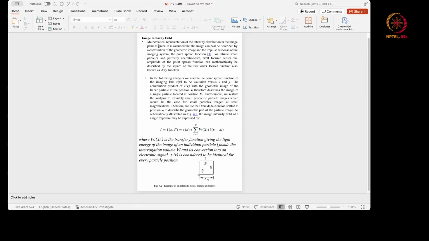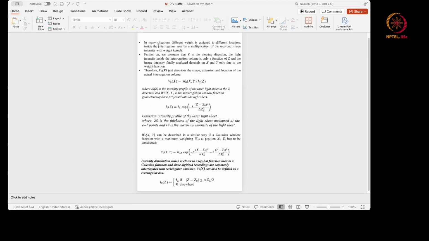All right. Okay, and tau x, remember once again, is a point spread function or the Airy function. So if the intensity distribution is like a top hat function rather than a Gaussian function, then the digitized recordings are commonly interrogated with rectangular windows. In that case, first and foremost, instead of these complications, we write that I naught z, which is the laser intensity profile, is equal to Iz, which is the maximum intensity, because it's now a top hat profile.